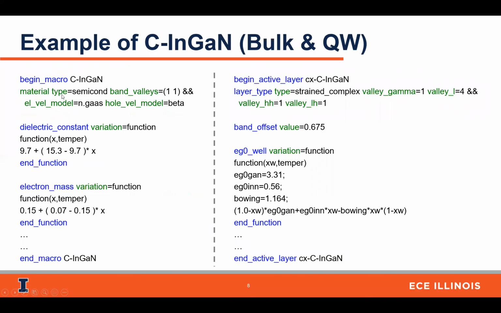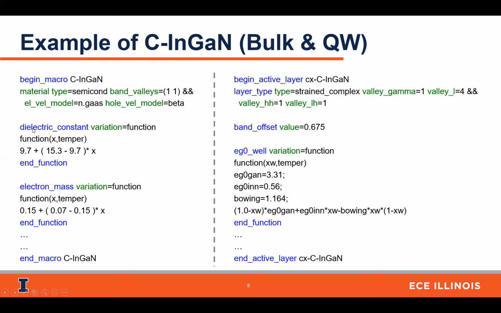On the left-hand side, we set our material type to be semiconductor, band valley 1, and we apply just the default electron velocity model and hole velocity model. You can change it based on your own preference, but here I recommend you use the default one, which is used in the gallium arsenide system.